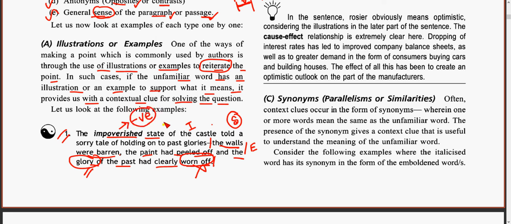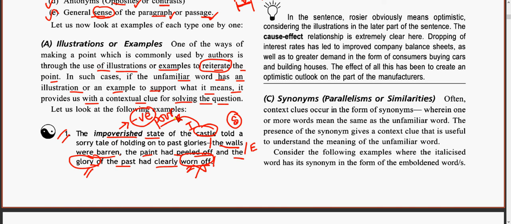So what is the opposite of glory and negative state of the castle? The castle can be worn out or worn off. Basically it means poor. So this is how you guess this kind of thing and you do it.